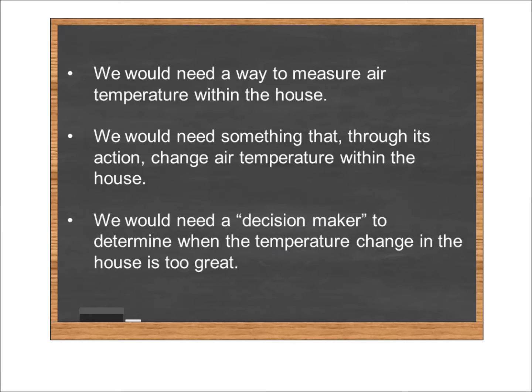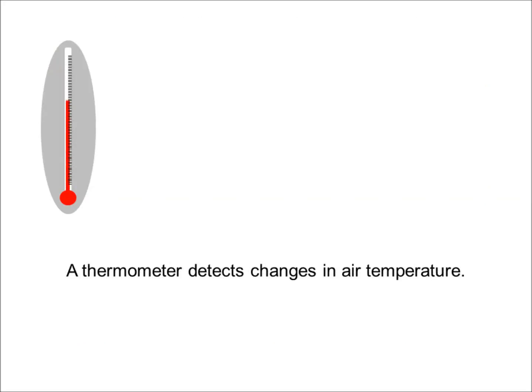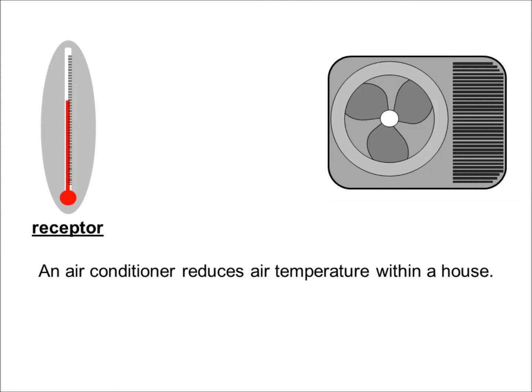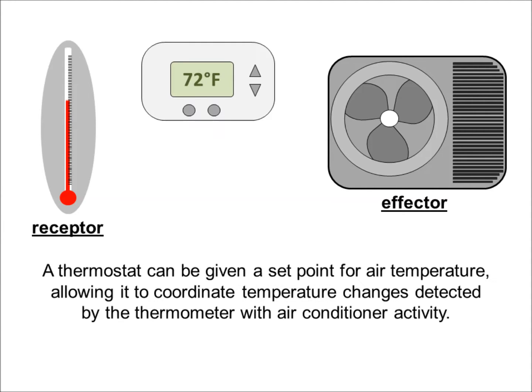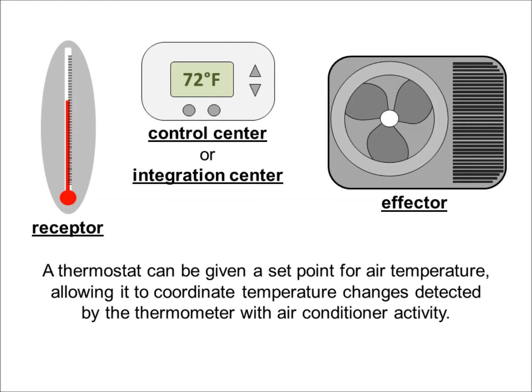So to stop talking about this in the abstract, let's put some actual structures to this. We need a thermometer somewhere in the house, a device that measures changes in temperature, which will be the receptor. It will detect change in temperature. We need an air conditioner, a device capable of changing temperature in the house, a device that can have an effect on temperature, or an effector. And then finally, we need something that can determine and maintain the set point. We need a decision maker as a go-between, a thermostat. And that thermostat is our control or integration center.